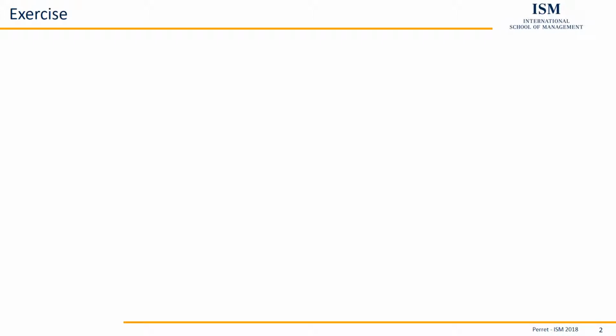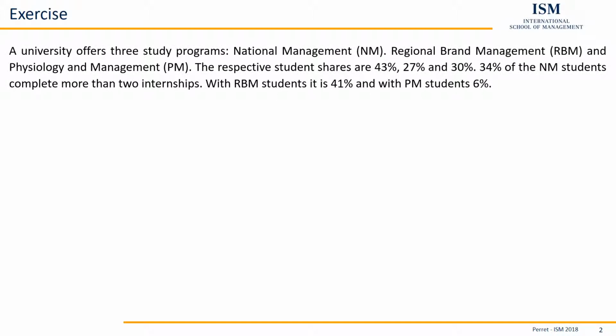Let's take a look at the exercise. A university offers 3 study programs: National Management, NM, Regional Brand Management, RBM, and Physiology and Management, PM. The respective student shares are 43, 27, and 30%. 34% of the NM students complete more than 2 internships. With RBM students it's 41% and with PM students 6%. Then we have 3 tasks.